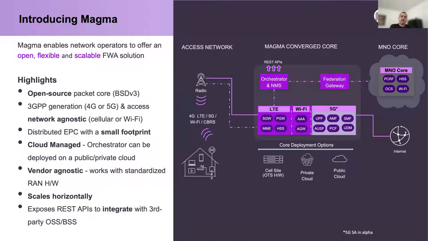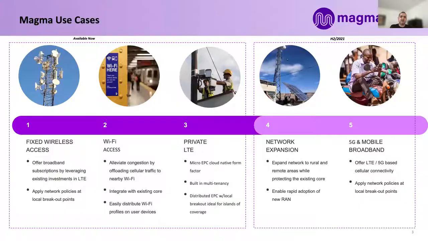So switching gears a little, here are the following use cases that we've been seeing Magma market traction on. Primarily, Magma is a really good fit for fixed wireless access. This is where we've been seeing commercial deployment over the last 12 to 18 months. The big advantage with Magma and fixed wireless is because of its small form factor, you can actually deploy the access gateway at the cell site.